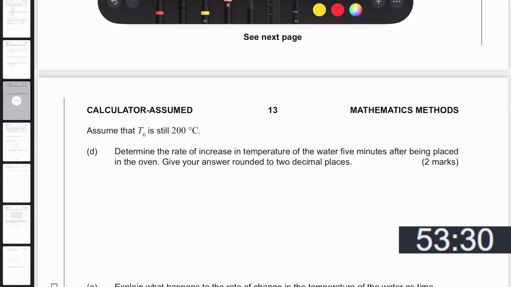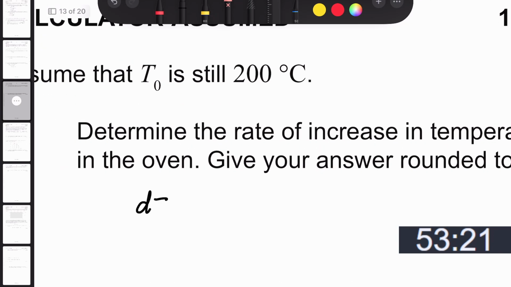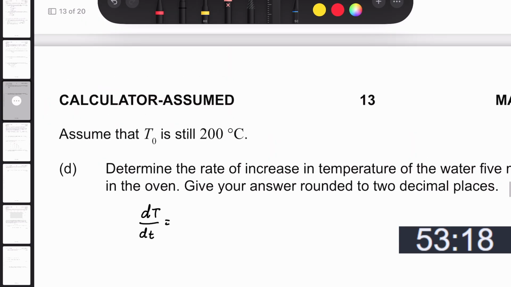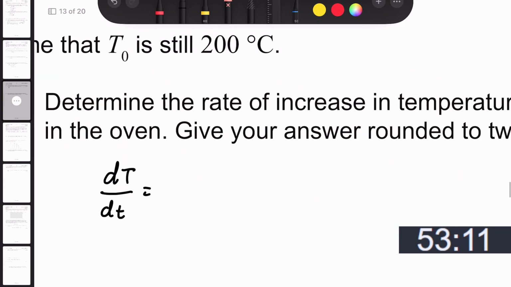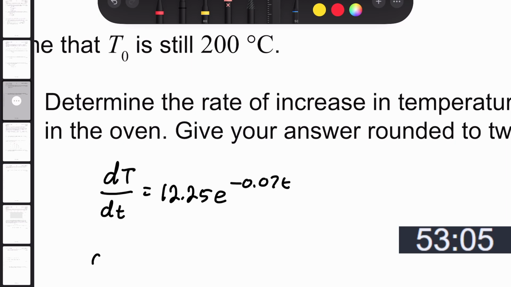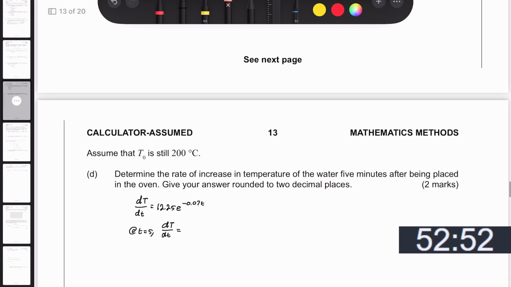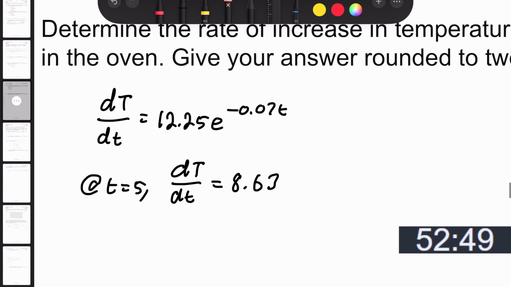Determine the rate of increase in temperature of the water 5 minutes after being placed into the oven. Give your answer rounded to 2 decimal places. So then dT/dt is equal to 0.07 times 175, so it's 12.25 e to the negative 0.07 t. And then at t equals 5, dT/dt is 12.25 e to the negative 0.07 times 5. So it's 8.632 degrees Celsius per minute.